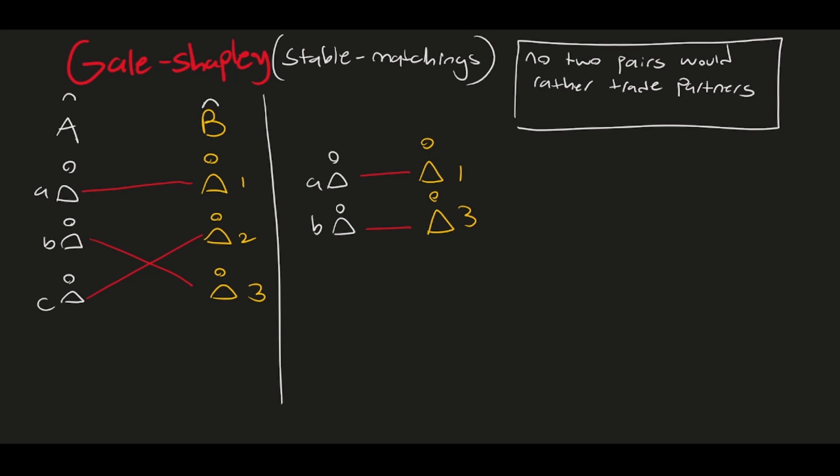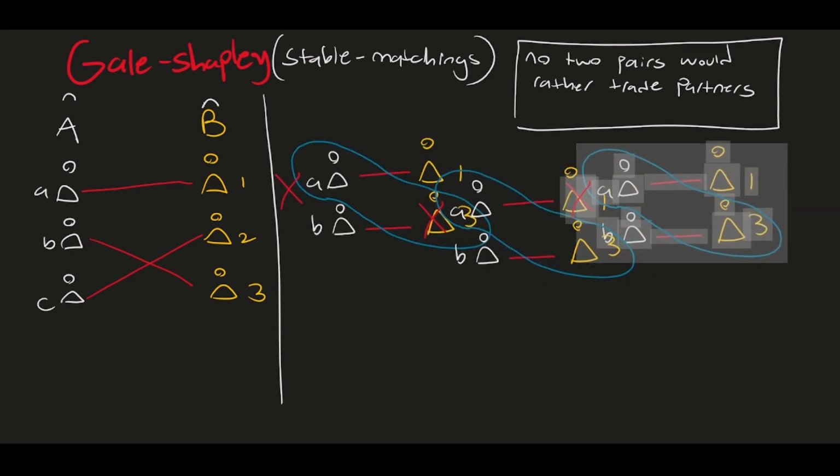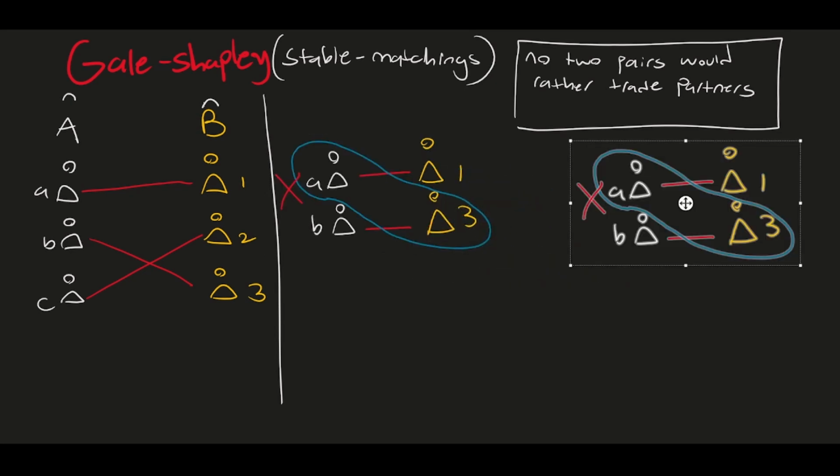Now, an unstable matching is if A and 3 would rather be with each other. This is not a stable matching. Let's copy this and put it over to the side. This is not a stable matching.